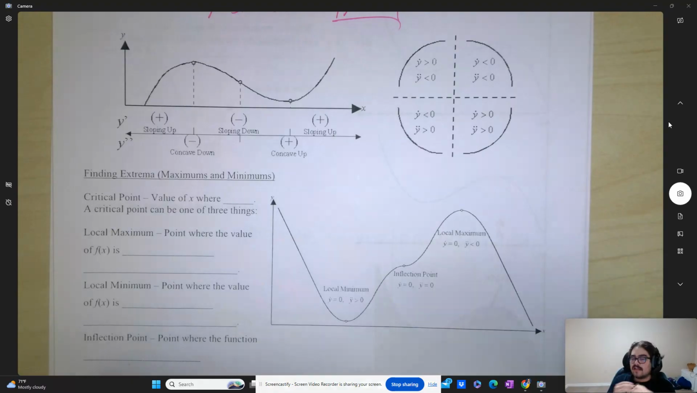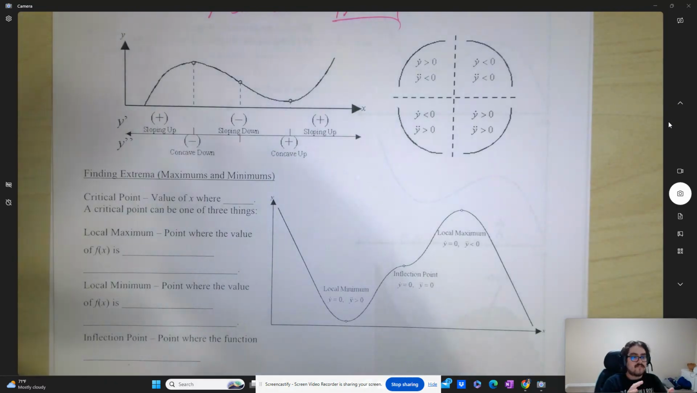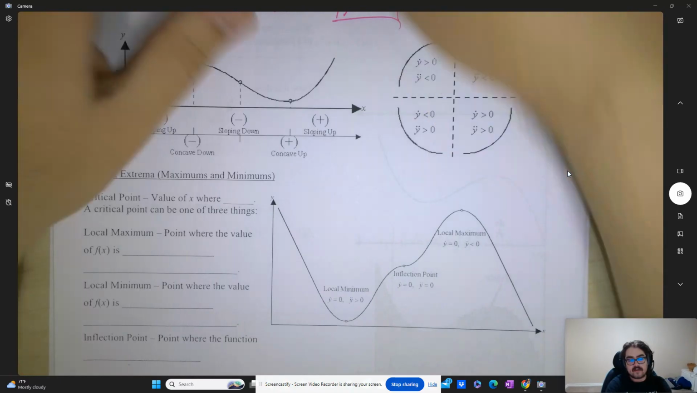If the second derivative is positive for that function, then it would be concave up. If it's negative, it'd be concave down. So the second derivative tells you things about concavity. The first derivative tells you things about slope. And then finding max.